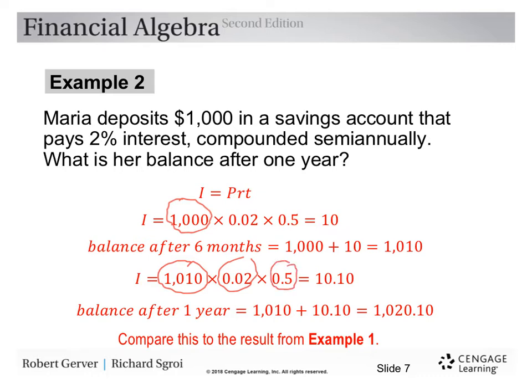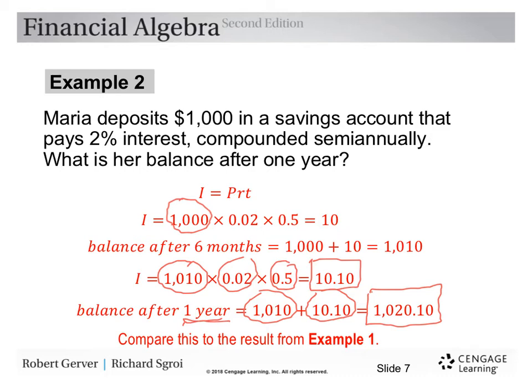So therefore, now for the second 6 months, she earns interest of $10.10. So her balance after 1 year is going to be her balance after 6 months, which was the $1,010, plus this new interest of $10.10. So her balance now after 1 year is going to be $1,020.10. Now, notice, how does this compare with the result that we had from the previous example?